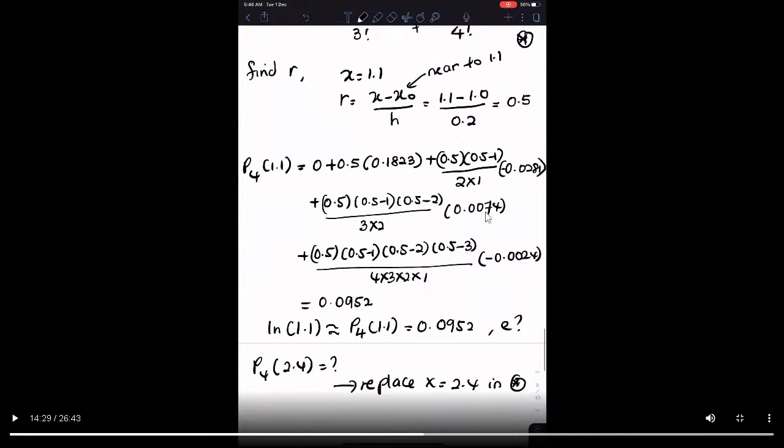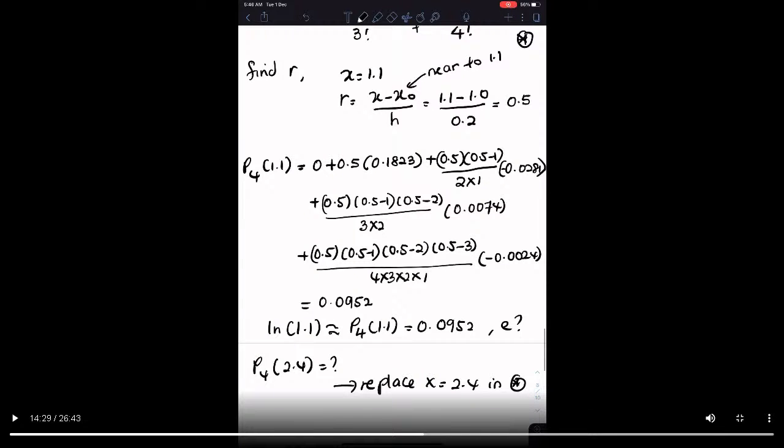This is the value of the delta. This one is delta 3 y naught, and this one is delta 4 y naught. So when we use your calculator, you will get ln 1.1 is 0.0952. So I stop here.